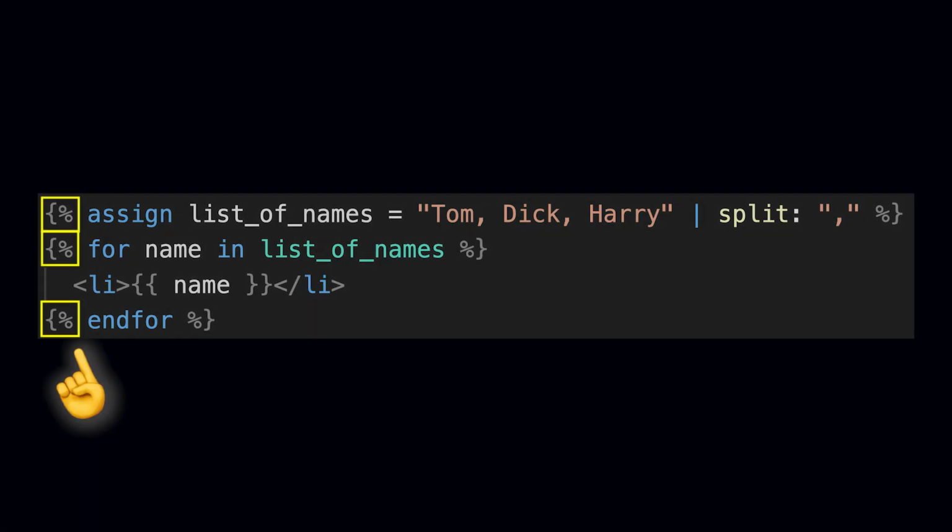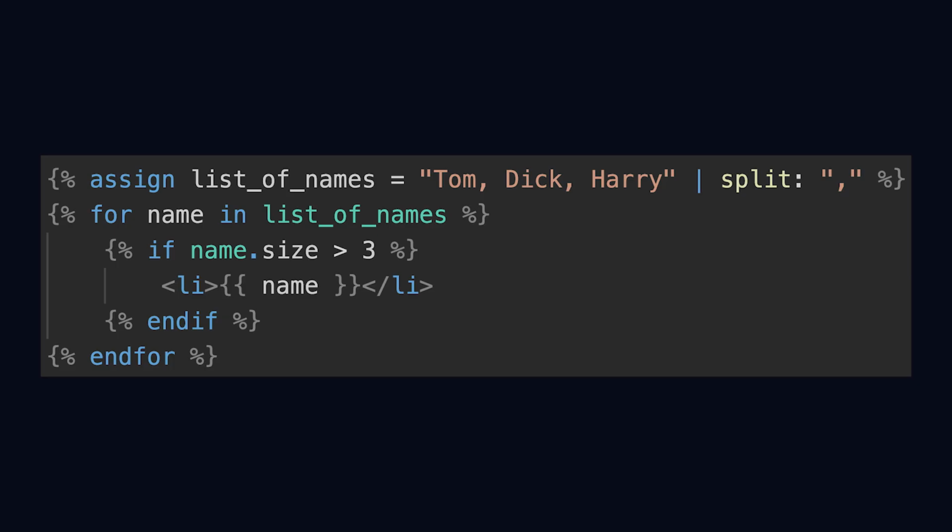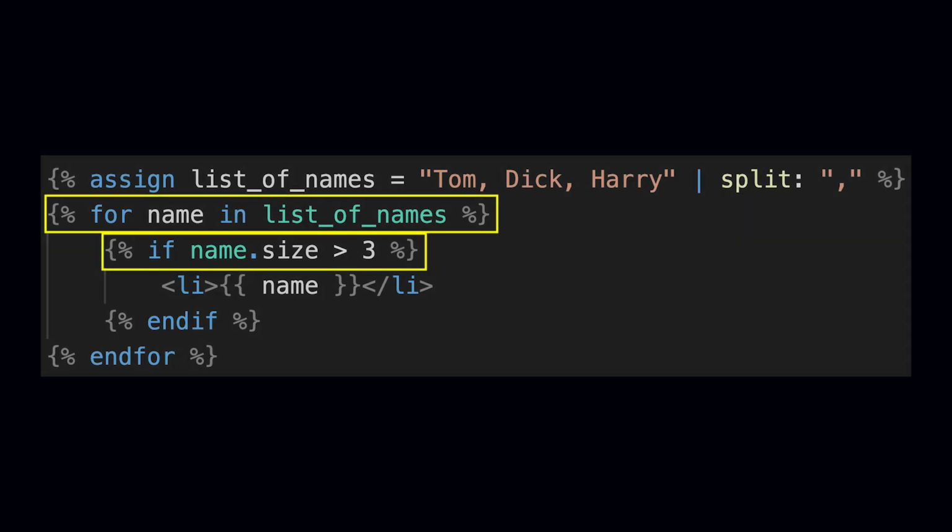Logic tags always start with the curly bracket and percentage sign followed by the keyword, which indicates what kind of tag it is. In the case of conditionals and loops, we need to both open the tag and close it, surrounding the code to be run under that certain condition or loop iteration.